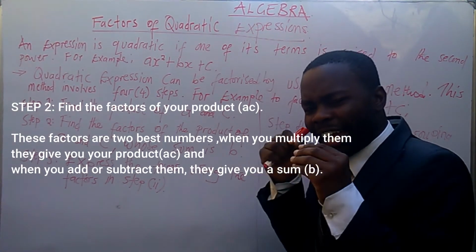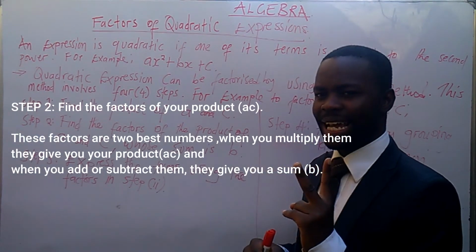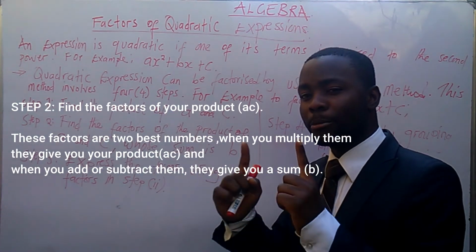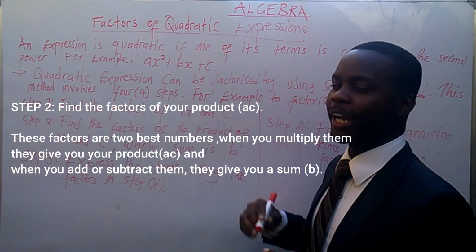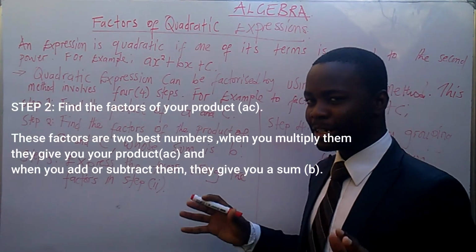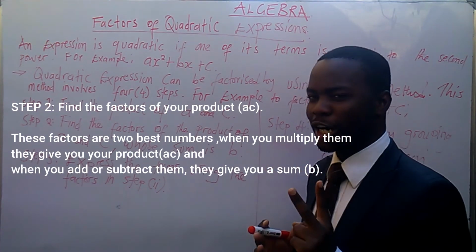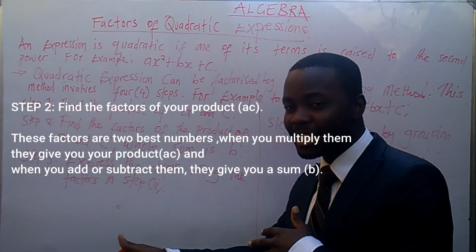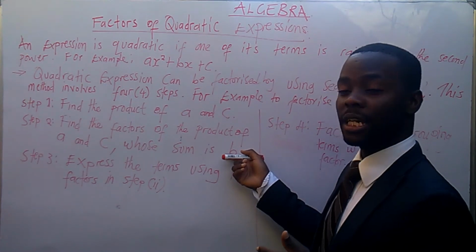Now, we are interested in only 2 factors of your product, so that when you multiply them, they give you that product. When you add or subtract, they'll give you b. Very simple there. Let me repeat myself. Look for 2 factors of your product. When you multiply them, they give you your product. When you add or subtract them, they must give you your sum, which is b.